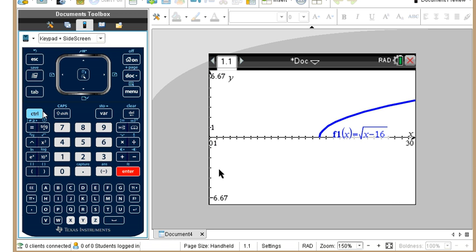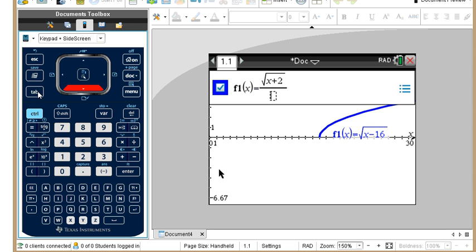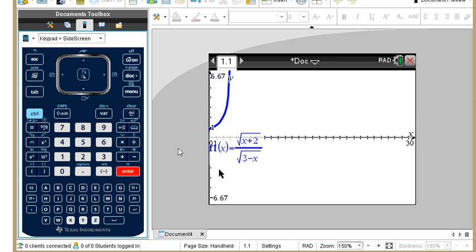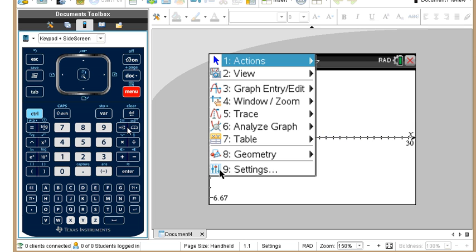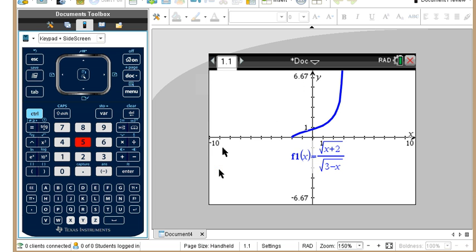And if we go up here to two-dimensional graph, put square root of x plus 2 divided by square root of 3 minus x. And if we graph this, this is what we get. Can't see hardly anything of it, so I'm going to go ahead and adjust the window back again. I'm going to go to zoom standard, and this is what we look like.